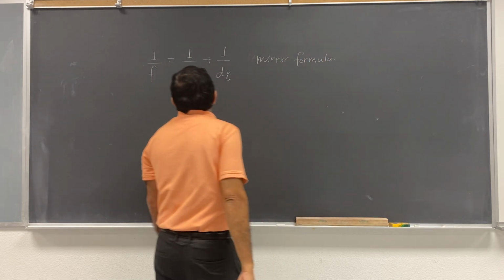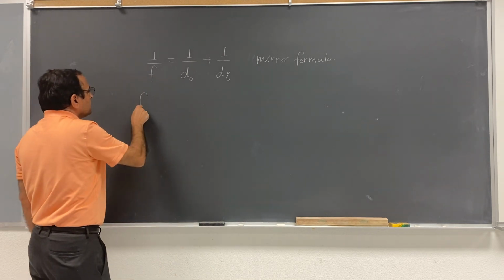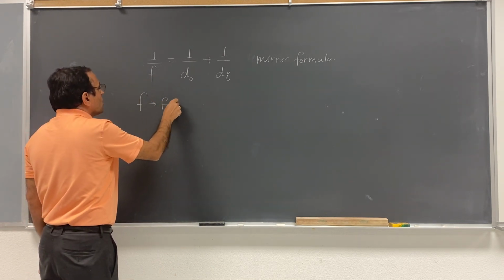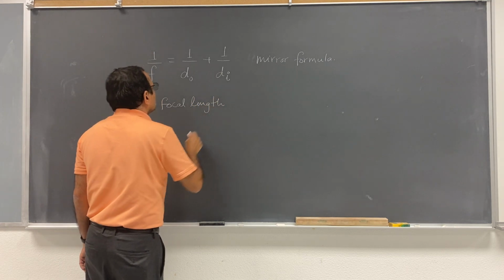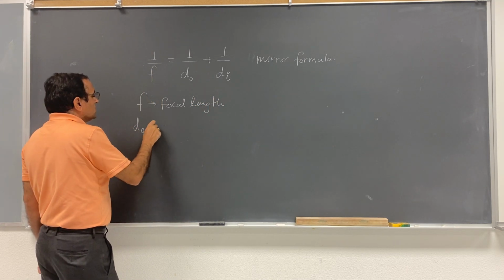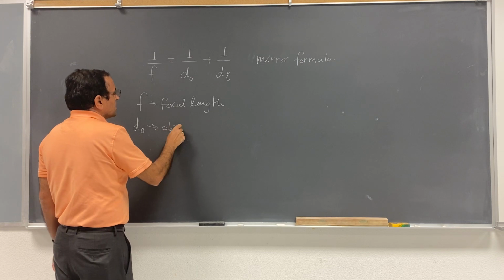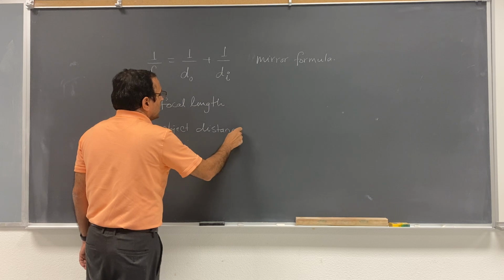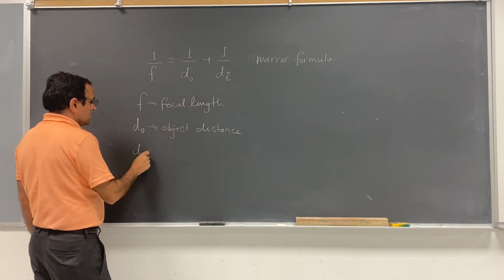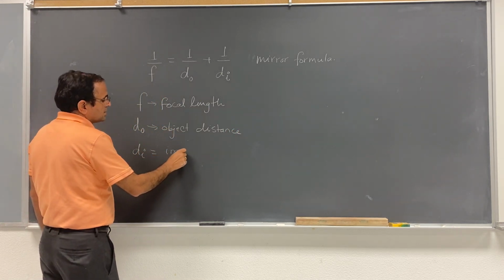Okay, and here f is the focal length, s_o is the object distance, and s_i is the image distance.